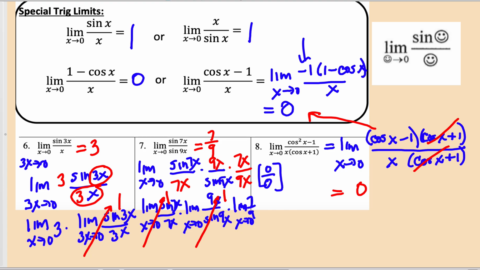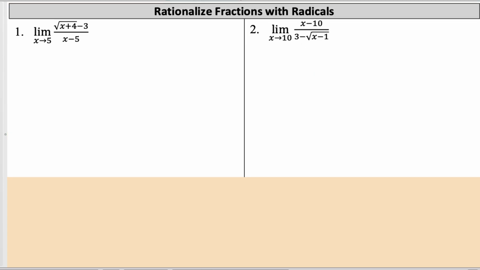All right, let's take a look at this. Let's evaluate it again. The numerator is going to be a 0 and the denominator is going to be a 0. So factoring is not going to help us, but what we can do is rationalize. So I'm going to multiply the numerator by the conjugate, so root x plus 4 plus 3, but whatever I do to the numerator, I must do to the denominator.